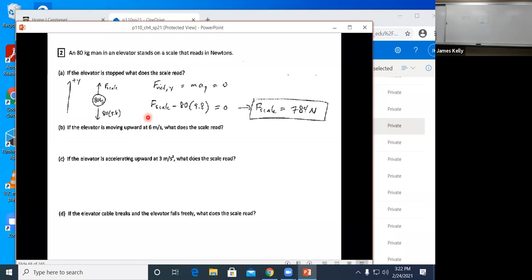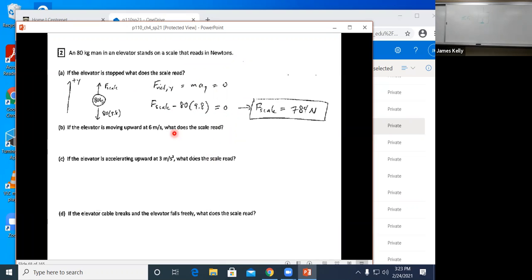Okay, so here's F net. The weight comes in with a minus sign. It's a negative y component. Scale comes in with a plus sign, and I want to solve for that. They add to 0 because we're not accelerating in this case. And so the scale should read 784 newtons. You know, in the US, we don't have much intuition about newtons, but sure, that's fine as a weight force in newtons.